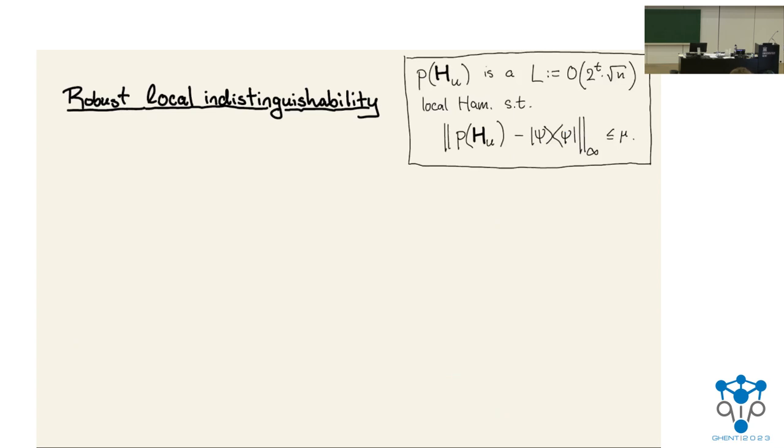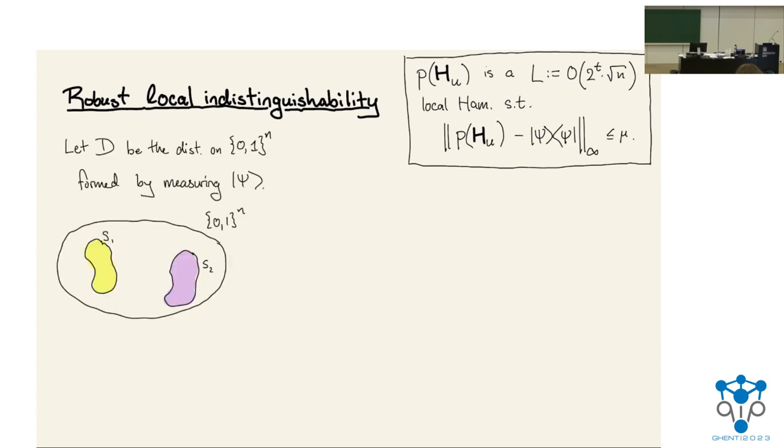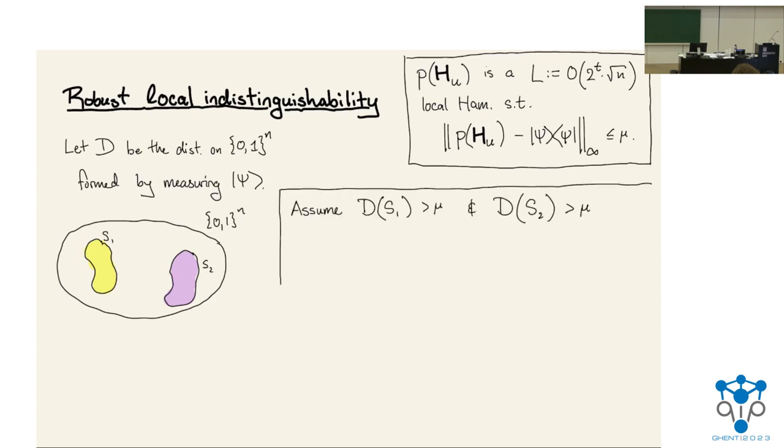So let me just box that up and put it over the side, and let's call L what this locality was. It's just going to be some function of order 2 to the t times root n. Okay, and let's try to do something fun. Let's say that I take the state psi, which is the ground state of HU, and I measure it, and I get a distribution D. And let's characterize the distribution D by saying that there are these two areas on the Boolean hypercube, S1 and S2, that are of interest. They're interesting because if you were to measure, you would see a term from S1 with probability mu, and likewise, you'd also see a term from S2 with probability mu.